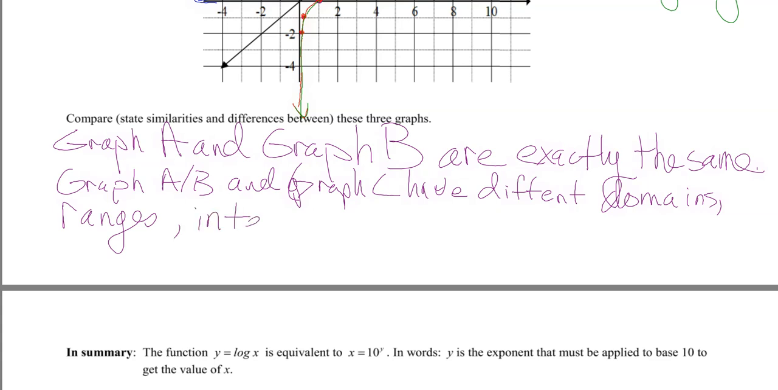comma, intercepts. One has an x-intercept and the other one doesn't. One has a y-intercept and the other one doesn't. So they have different intercepts, both x and y. One sends it, one doesn't. Different asymptotes. That's really not one you'd be expected to know, but just throwing that in there. They have different asymptote lines.